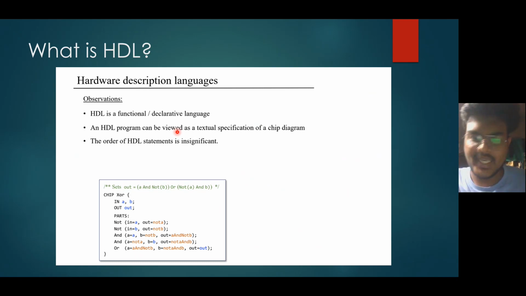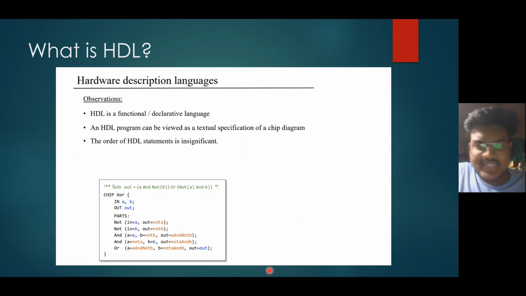Now, we know about gates. We know about Boolean algebra. What is HDL? HDL is hardware description languages. HDLs are languages that help us to simulate this Boolean algebra, Boolean circuits on the computer before creating them into hardware. So HDL is a functional and declarative language. An HDL program can be viewed as a textual specification of a chip diagram. The order of HDL statements is insignificant.